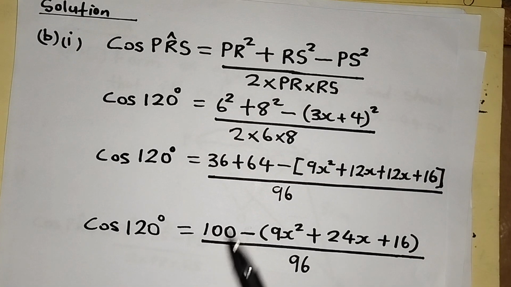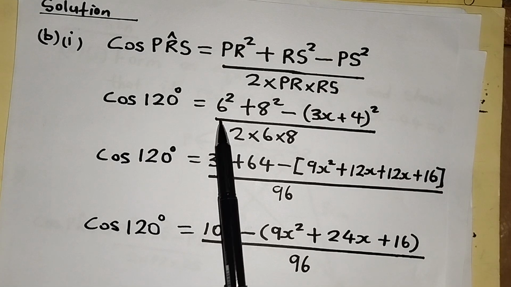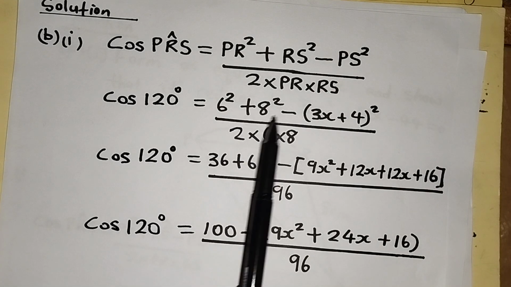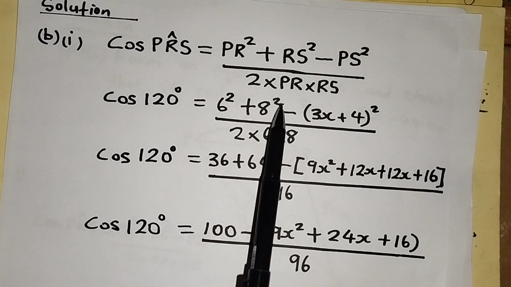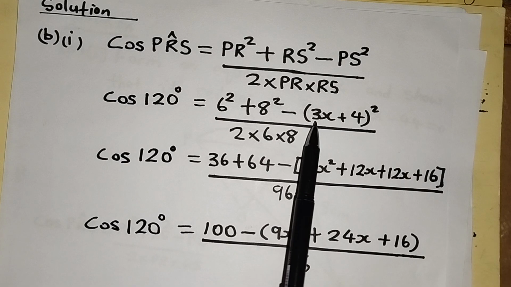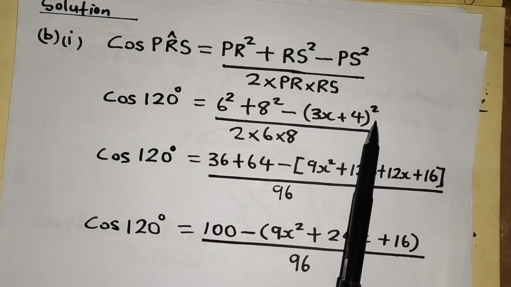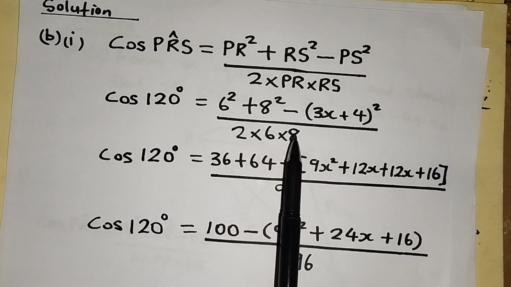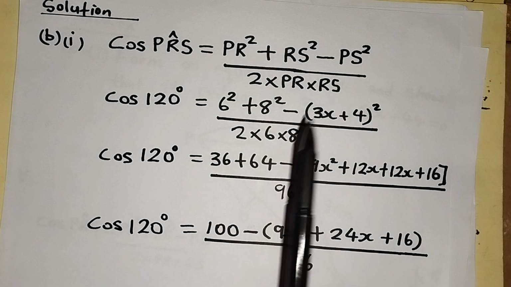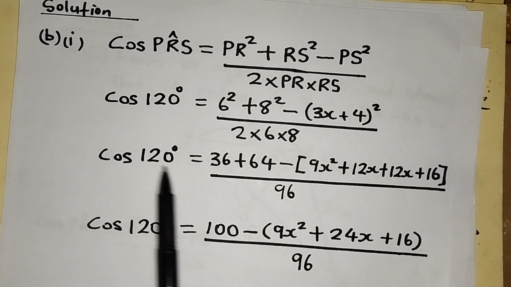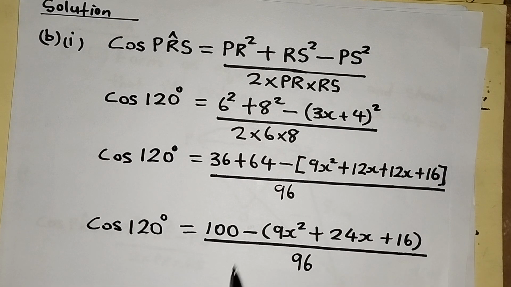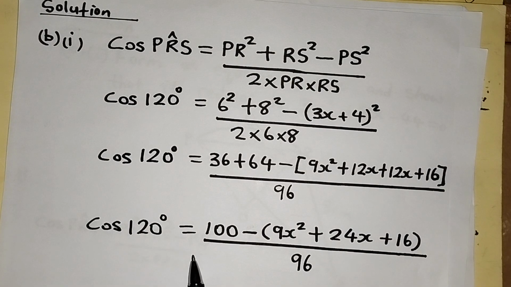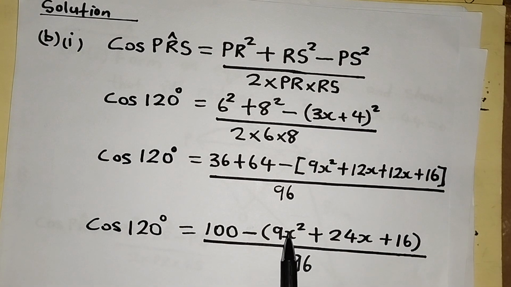equals 6 squared, which is the square of PR, plus 8 squared, which is the square of RS, minus 3x plus 4 squared, which is the square of PS, over 2 multiplied by 6 multiplied by 8. So 2 multiplied by 6 multiplied by 8 gives us 96. And then you proceed and simplify here. Finally, we get cos 120 degrees equals 100 minus 9x squared plus 24x plus 6.